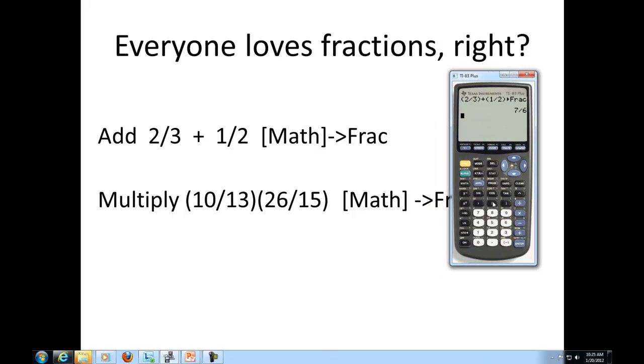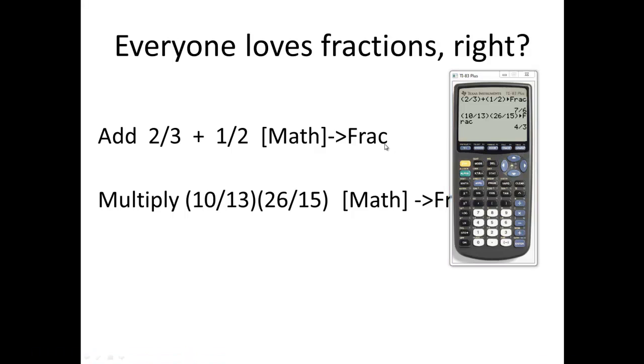Similar procedure can be done for multiplying fractions. So 10 divided by 13 times. Now I actually do not need to hit the multiplication sign here. This automatically is interpreted to be multiplication. You can put the multiplication sign in there, it won't hurt anything. Again, I want this answer to be in a fraction form. And you can see that 10/13 times 26/15 in its reduced form, lowest terms, is 4/3.